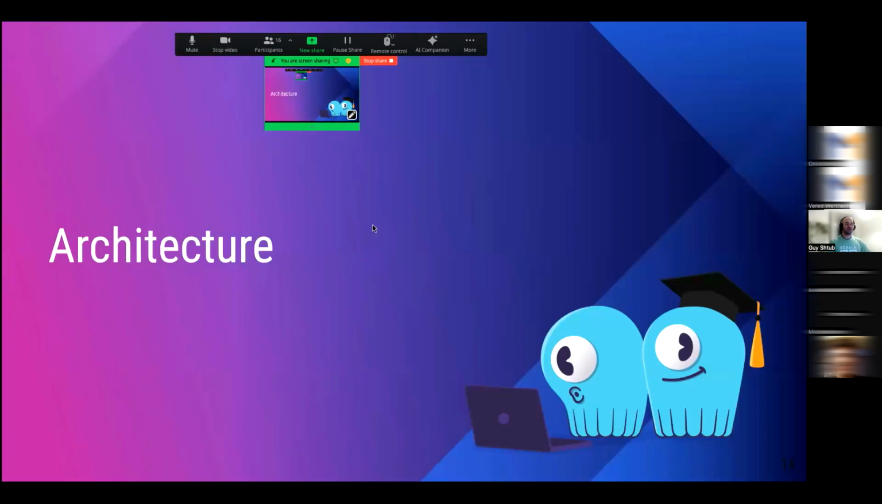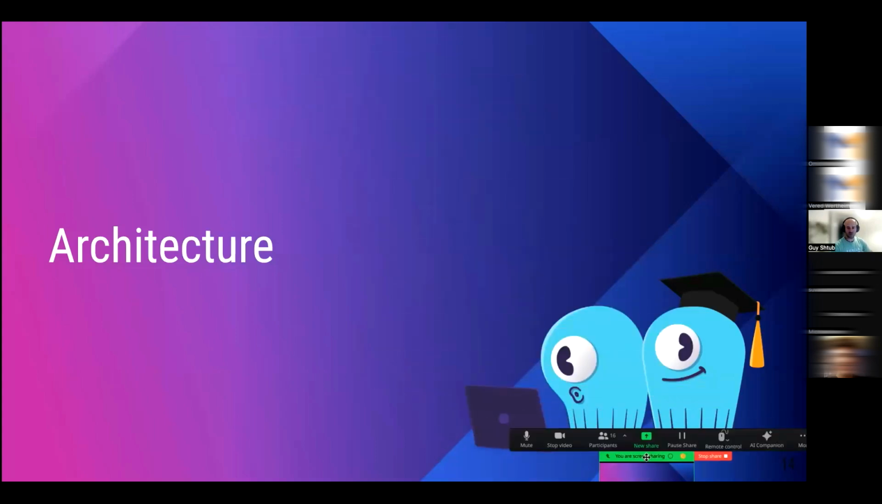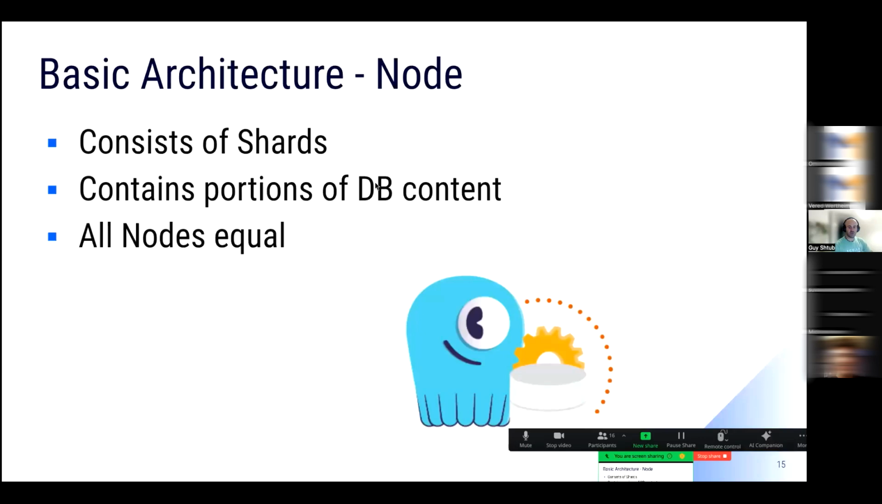Okay, so I showed you how to get up and running with the database, but I talked about different concepts that I didn't really explain. So let's go over those concepts. I'll talk a bit about the architecture of NoSQL databases and of ScyllaDB. The basic unit of architecture is called a node. A node is simply the ScyllaDB software running on a server, running on a machine. Okay, so that's a node.